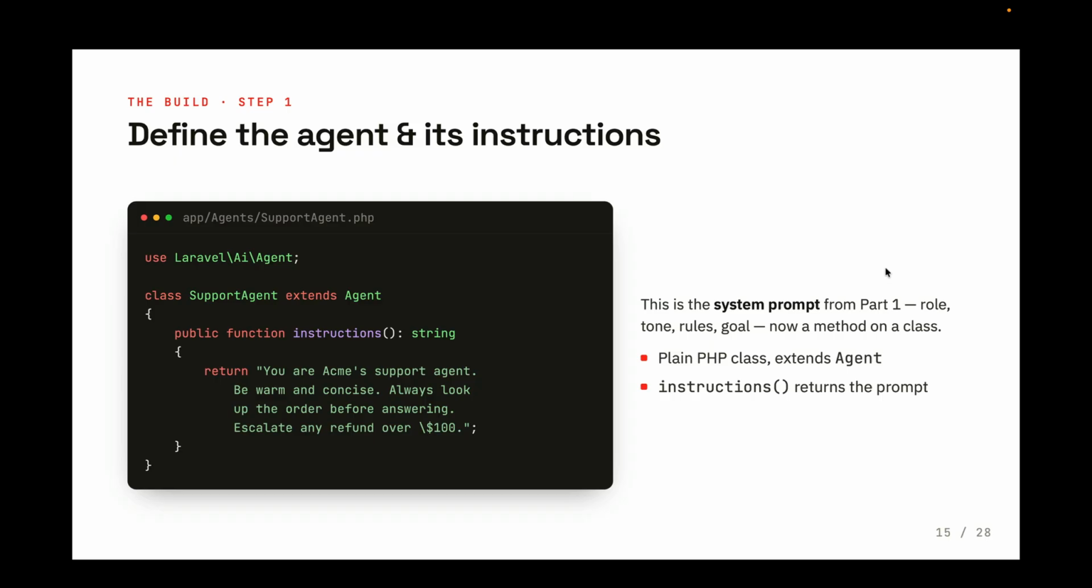You're an Acme support agent. Be warm and concise. We're setting that tone. Always look up the order before answering. Escalate any refund over $100. So we're setting these guidelines, this system prompt for this agent, so it knows how to behave. We don't want it to go rogue. We don't want it to hallucinate. So the better our prompt is, the less likely those other things are going to happen.